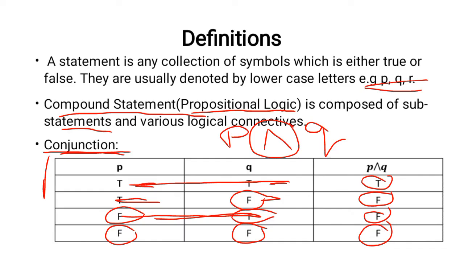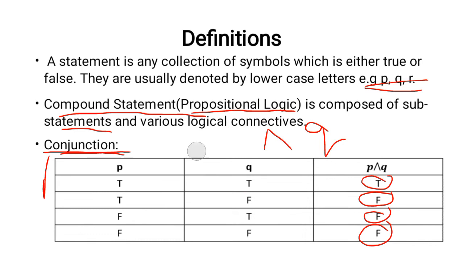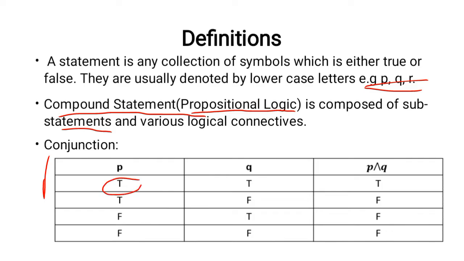All you need to note is that when statements are connected by the conjunction, so long as it is true for the statement P and true for the statement Q, it will always be true. If it is true for the statement P and false for the statement Q, then when you combine the two together, it will be false.